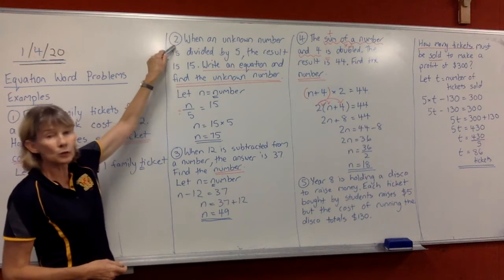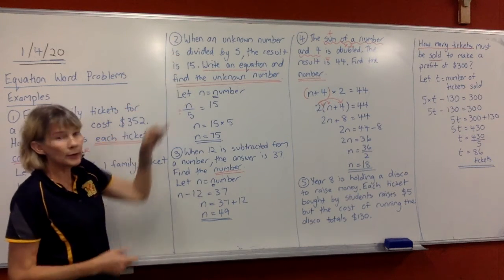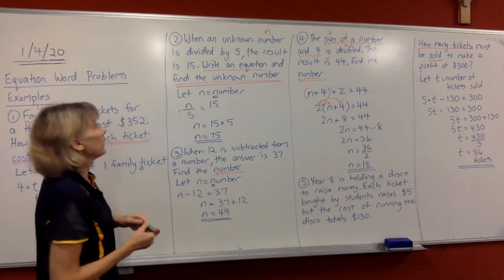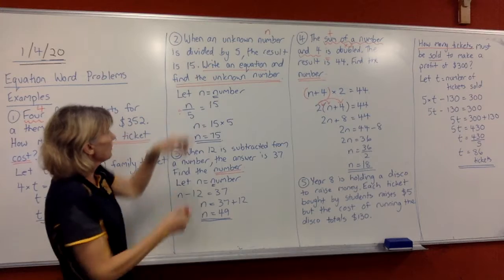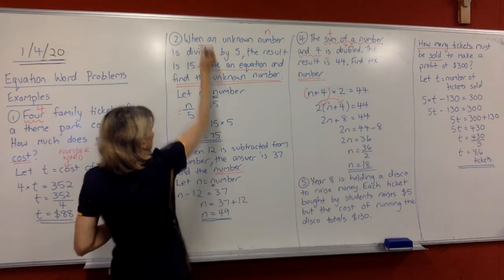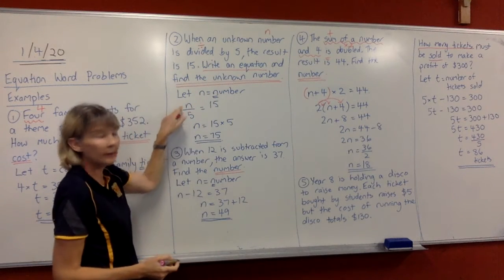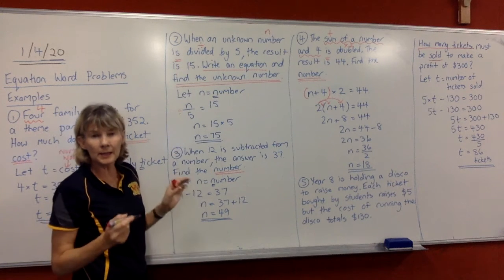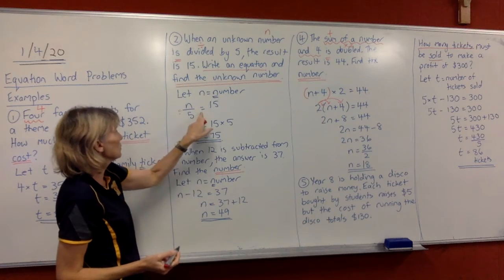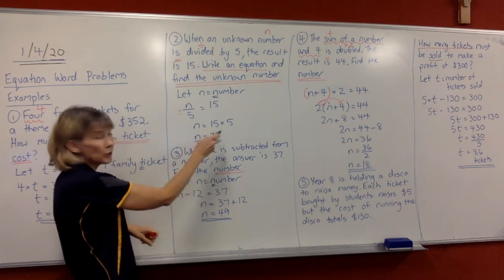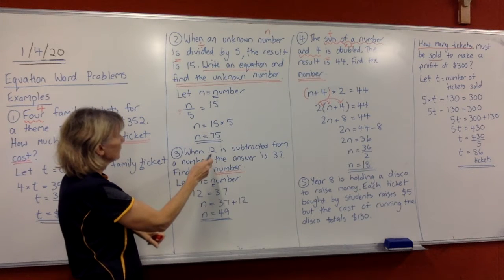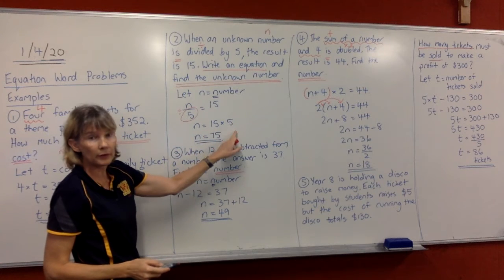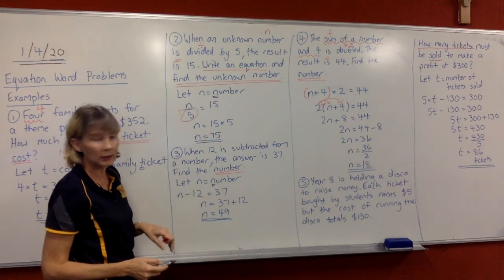Alright, so we go back to the original statement and it says, when an unknown number, now we've got n in place of that word number, is divided by 5. So that's what I've written. n is divided by 5. The result is equals. So you just put equals 15. Then you just solve your equation like you normally would to get your answer. So we get rid of the 5. Instead of dividing by 5, we come over and times by 5. Work it out on your calculator.